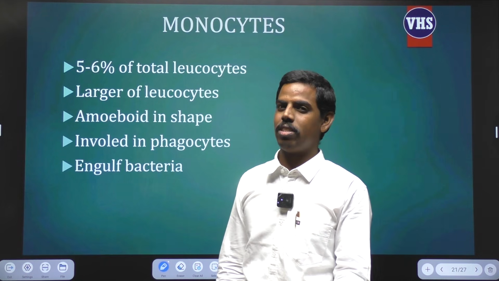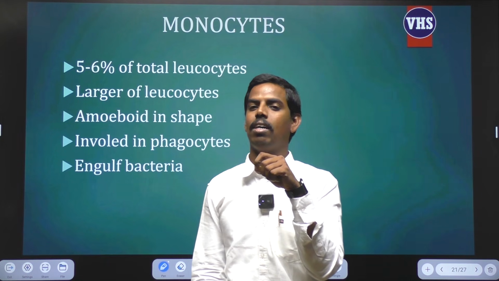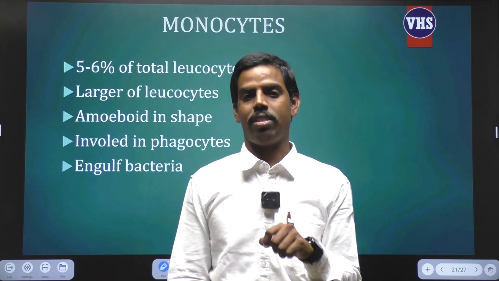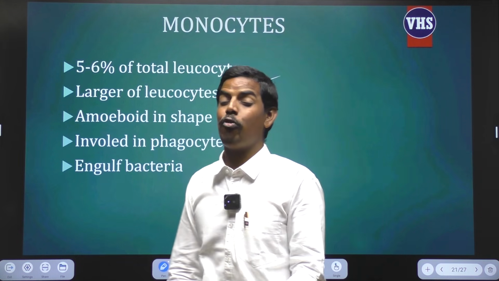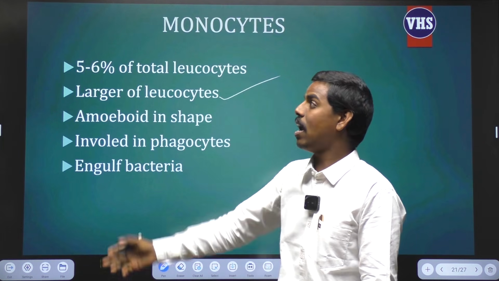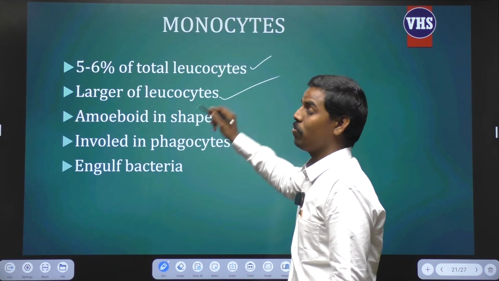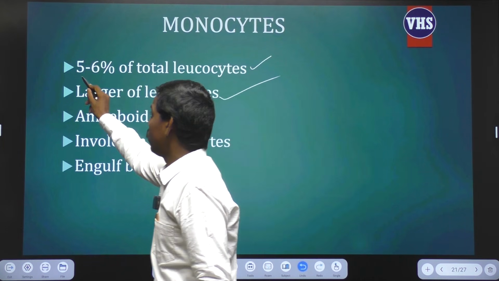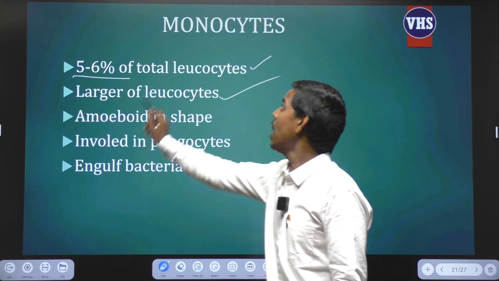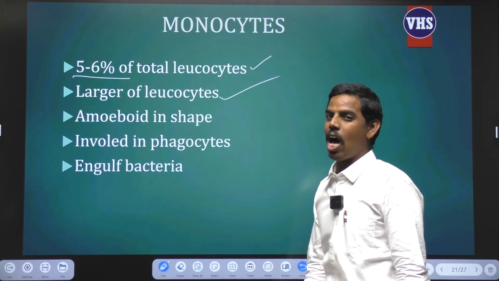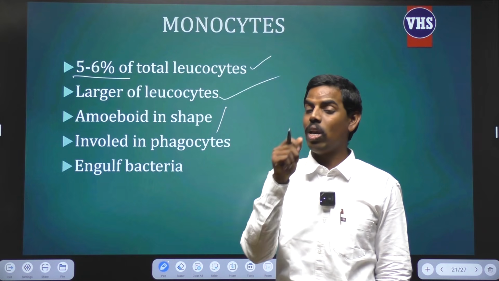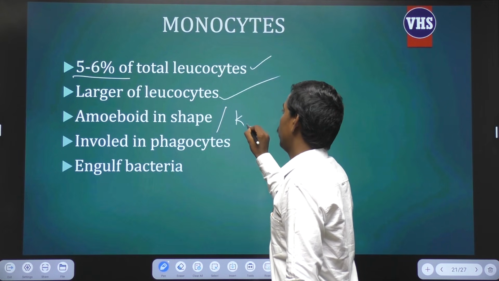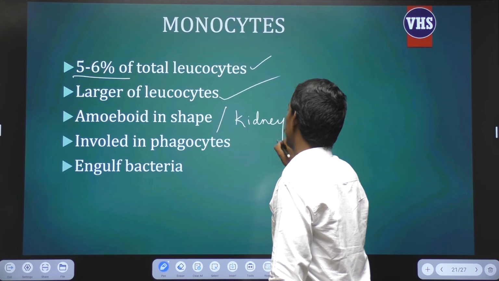The next thing, monocytes. What are monocytes? It is one of the largest leukocyte cells. Next one, 5 to 6% of the cells are monocytes. We are taking WBC, 5 to 6% of the cells are monocyte. Next one, amoeboid in shape. What is amoeboid in shape? Otherwise, the nucleus is a kidney shape nucleus.